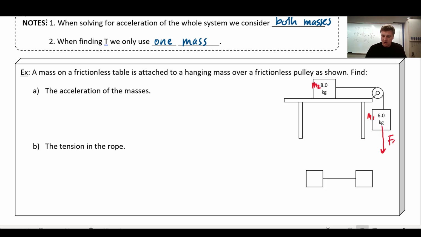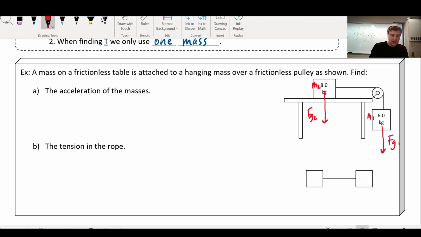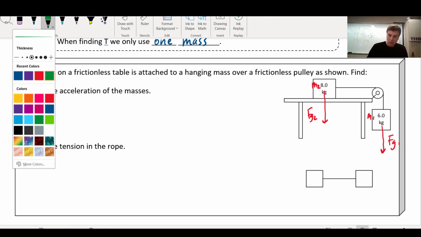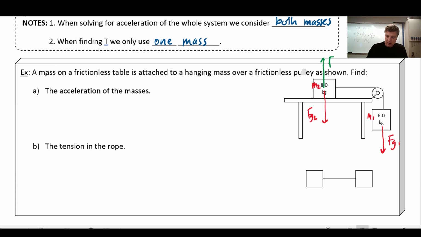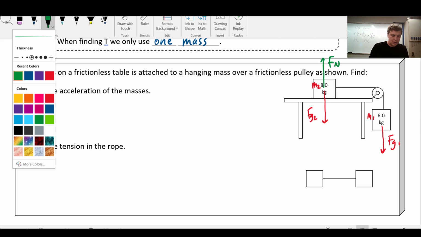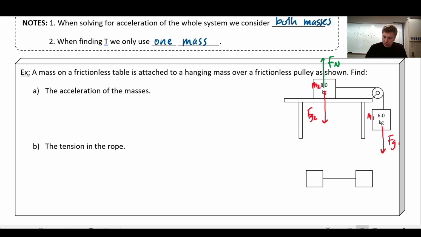That's my rule. So there's FG1, and I guess this has a weight too, doesn't it? And it's a heavier weight, FG2. And then what do I got? I guess I've got a normal force pushing up on the table here. So I've got an FN, call it FN2 if you want, whatever. And then I've got a tension force pulling up this way. Okay, so F tension, and then I've got F tension.